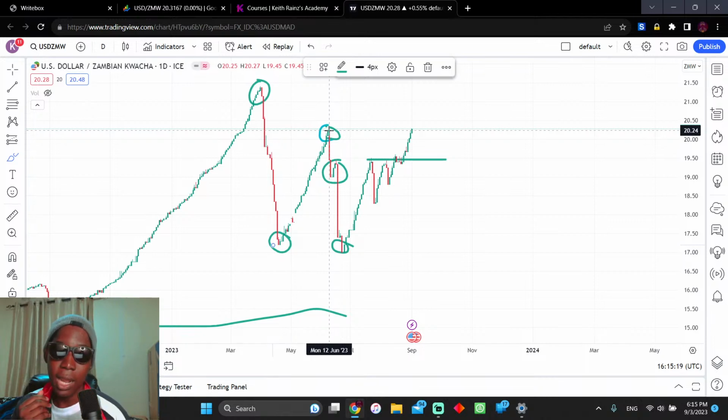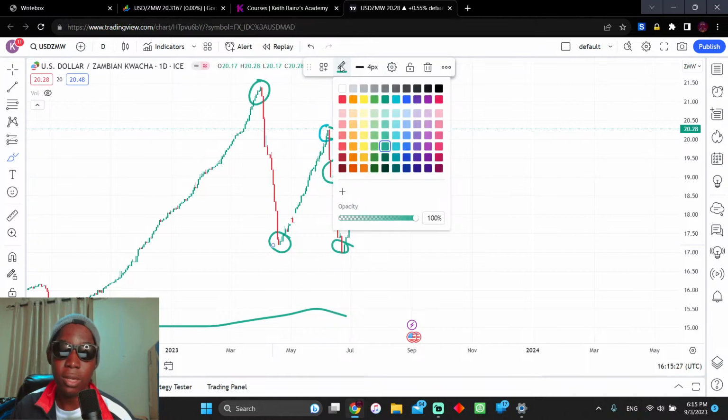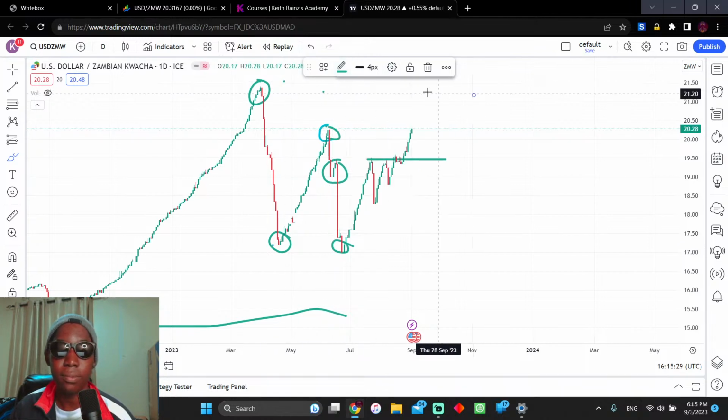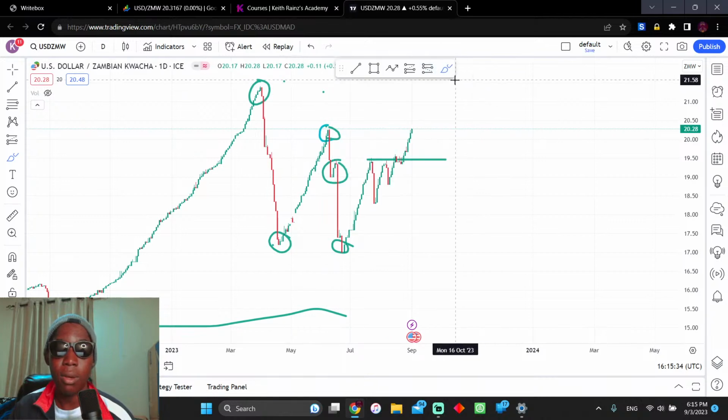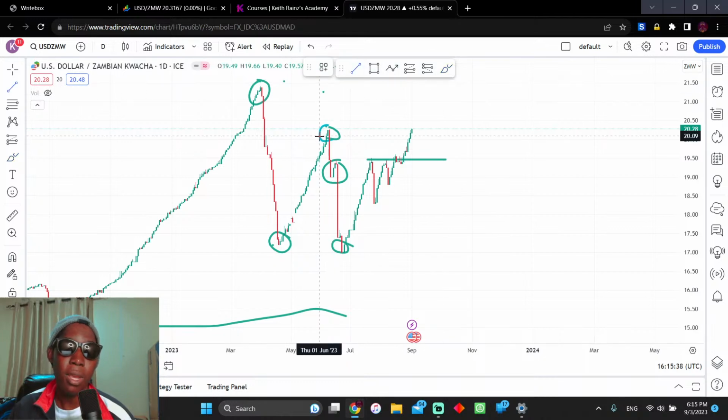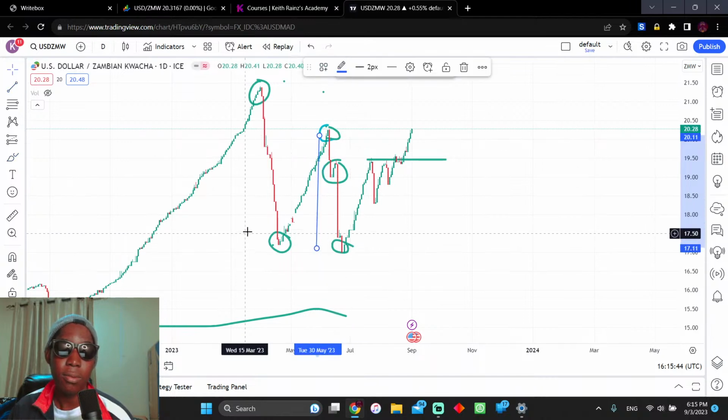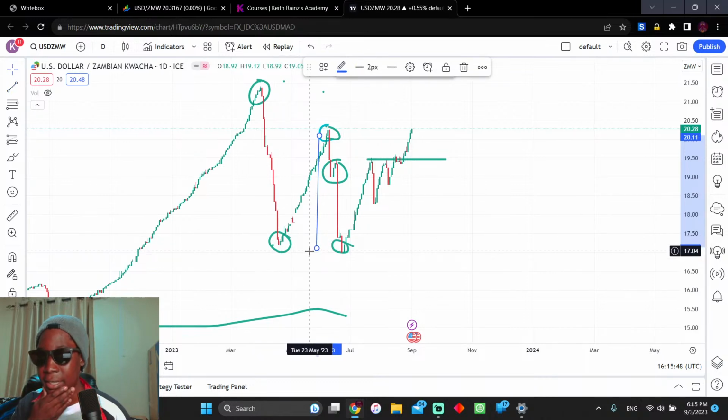So at that level, price again reversed, but this time price was supposed to come from here down and come to this level. Why am I saying so? To respect this previous swing low here, and it actually did.